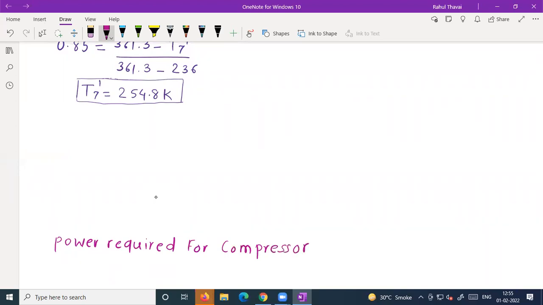Power is nothing but the work consumed by the compressor, because the compressor consumes work, for which it requires power. We calculate the work as WC, and when you divide it by 60, we get the power. WC we get in kilojoule per minute, so when we divide it by 60, we get the answer in kilojoule per second.